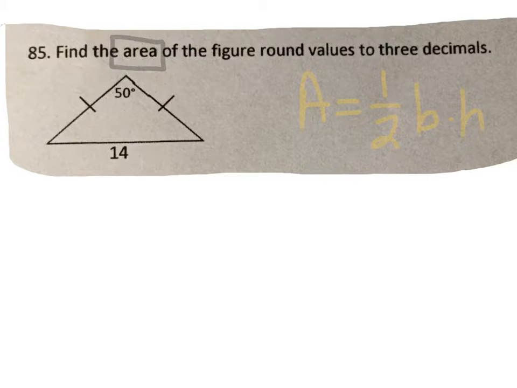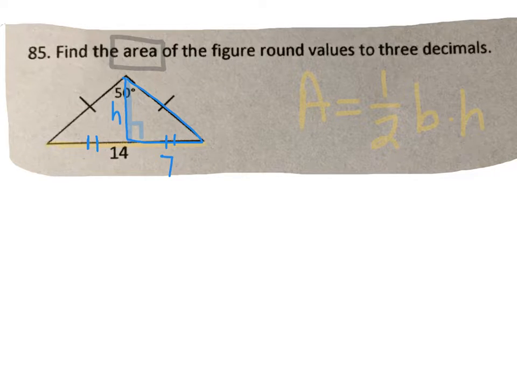So in this case, we're going to call this the base, and that means that this is the height, because any base has to be perpendicular to its height, or rather any height has to be perpendicular to its base. Now because this is an isosceles triangle, the height or the altitude chops that base into two. So I'm going to use this triangle right here in order to figure out what my height is. With a base of 7, this is h.